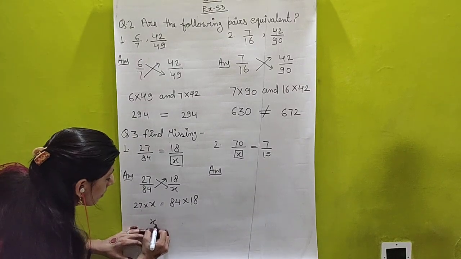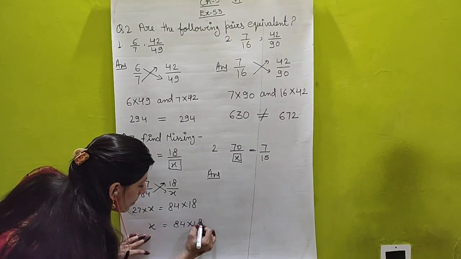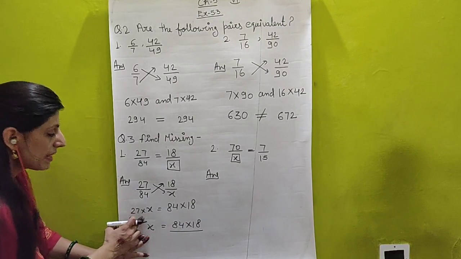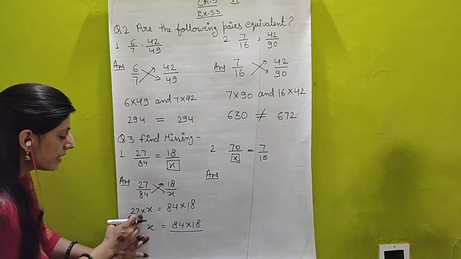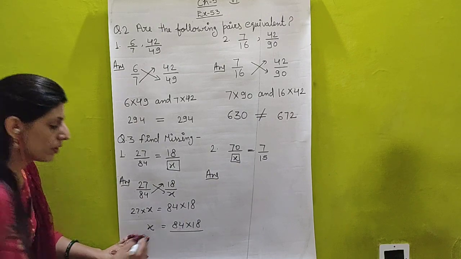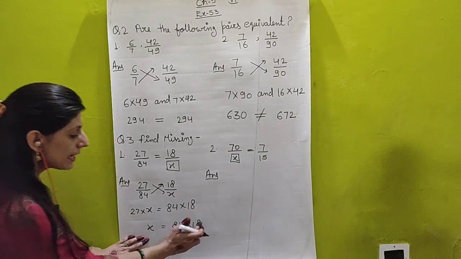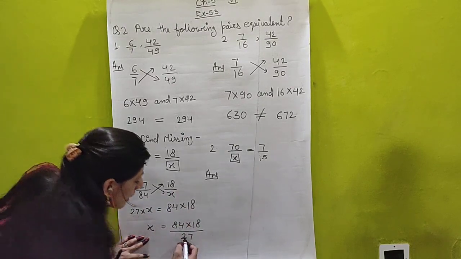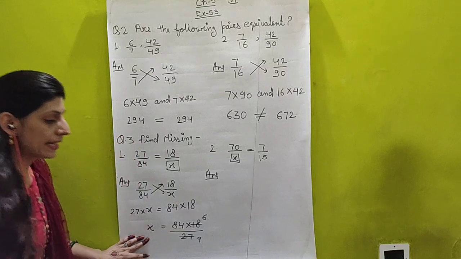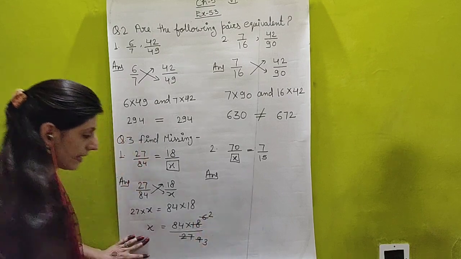So you can keep x here and 27 will go to that side. 84 multiply by 18. Here 27 is with multiplication. The relation between x and 27 is multiplication, so when it goes to that side, it will go as division. Now students, you can use the cutting method, because 18 and 27 both are coming in 3's table. 3 nines are 27 and 3 sixes are 18. Now 3 threes are 9 and 3 twos are 6.